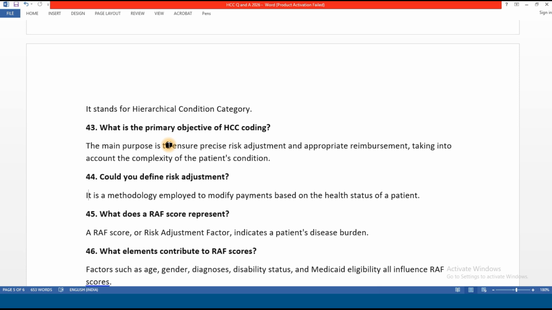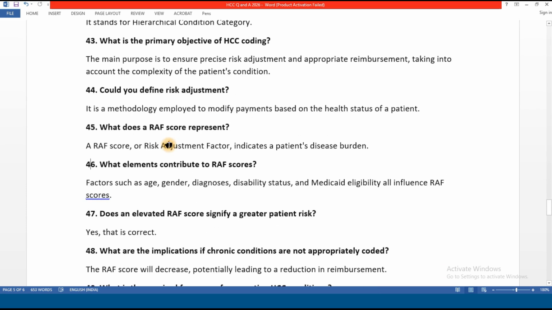Could you define risk adjustment? Risk adjustment is a methodology employed to modify payment based on the health status of the patient. So if the patient has less severity, there is less risk adjustment. If the patient has more severity, there is more risk adjustment. What does RAF score represent? A RAF score, or risk adjustment factor, indicates patient disease burden. More score means more conditions or more diseases. Less score means fewer conditions as well as less disease burden.